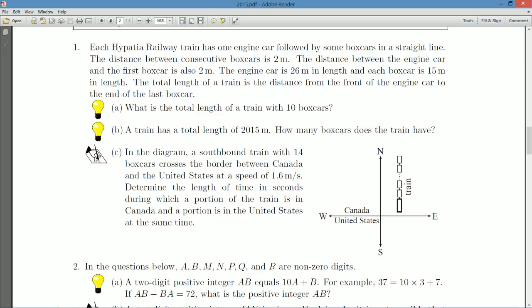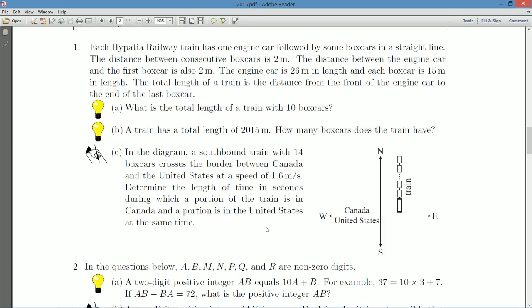You'll notice it's a written style question. C part. In the diagram, a southbound train with 14 boxcars crosses the border between Canada and the United States at a speed of 1.6 meters per second. Okay. Determine the length of time in seconds during which a portion of the train is in Canada and a portion is in the United States at the same time.